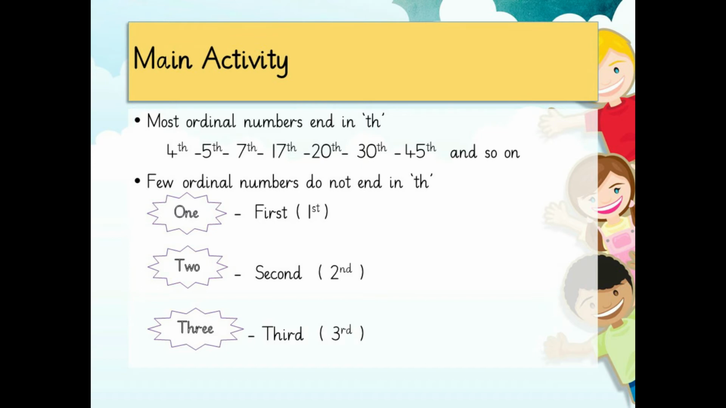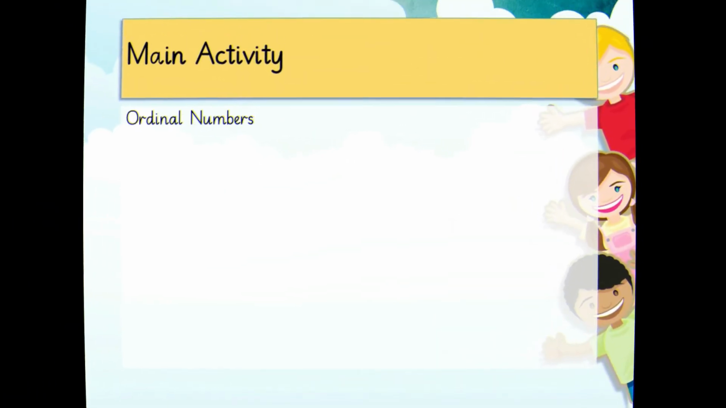While writing ordinal numbers, you have to take care of these things, like first, second, third. First for 1, second for 2, and third for 3. These numbers, when we write it in ordinal form, do not end in th, but first is st, second is nd, and third is rd. While writing ordinal numbers, keep all these points in your mind.